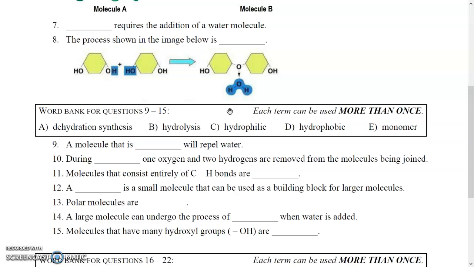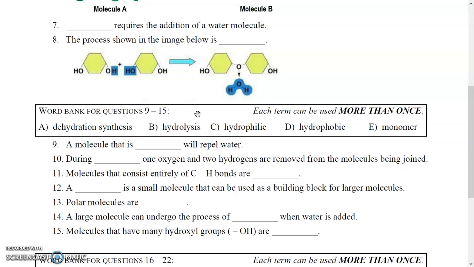Number 14, a large molecule can undergo the process of blank when water is added. So we have a large molecule, we add water to it, that is going to be B, hydrolysis. Hydro for the addition of water, lysis for the splitting. We're splitting a large molecule and ultimately making smaller molecules as a result.